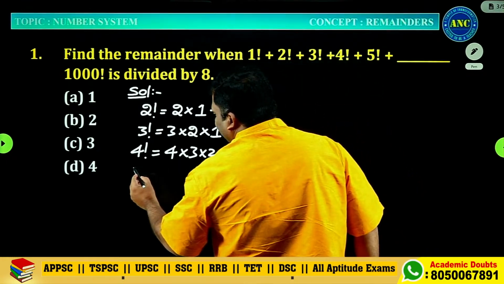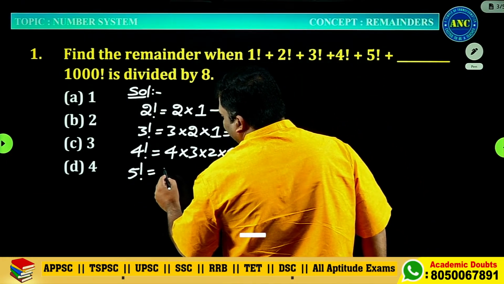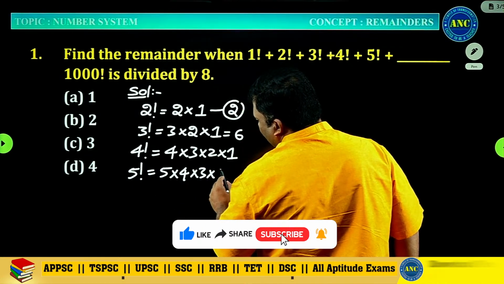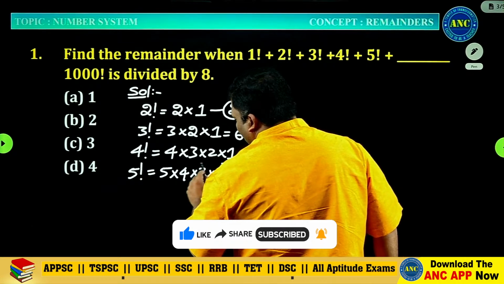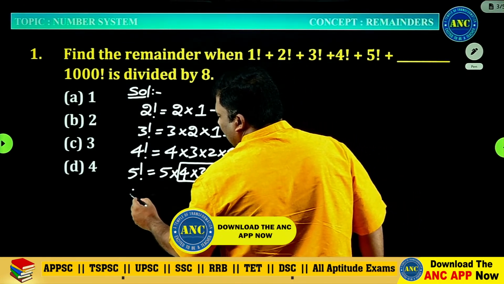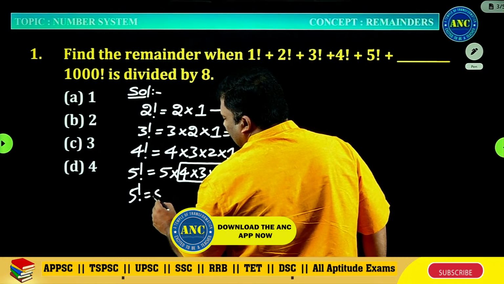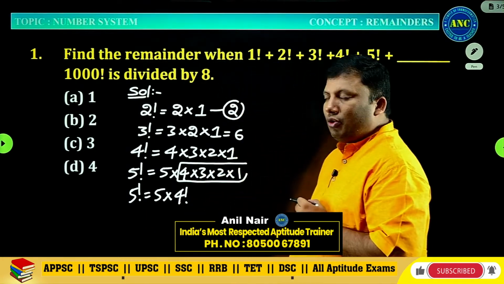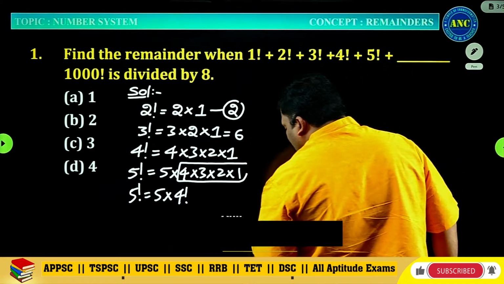Now 5 factorial, from 1 to 5, is the product 5, 4, 3, 2, 1. 4 into 3 into 2 into 1 is 4 factorial. So 5 factorial is 5 into 4 factorial. What is the question, sir?